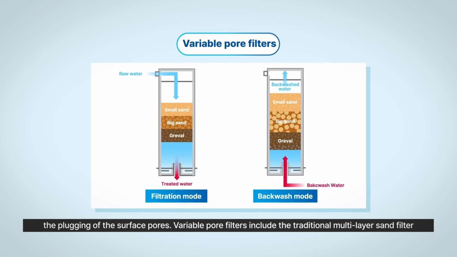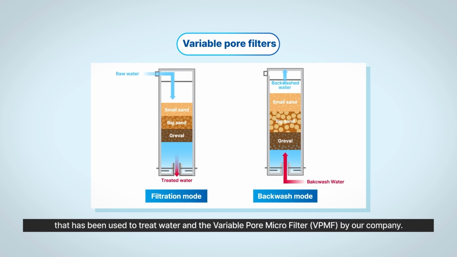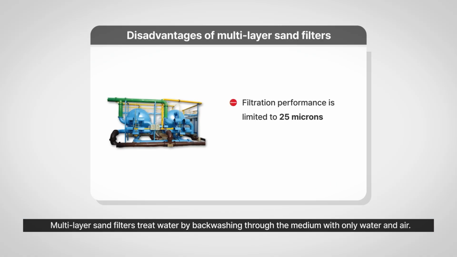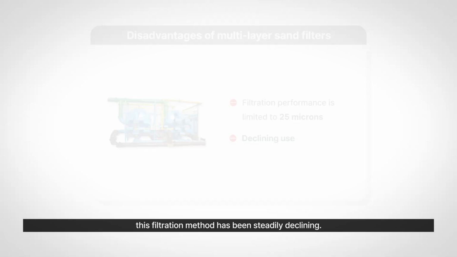Variable pore filters include the traditional multi-layer sand filter that has been used to treat water and the variable pore microfilter by our company. Multi-layer sand filters treat water by backwashing through the medium with only water and air. Due to the easy operation and affordable cost, this treatment has been used in water treatment plants for a long time, but has its limitations as the filtration performance is limited to approximately 25 microns. As the latest water treatment technologies focus on reuse and advanced treatment, this filtration method has been steadily declining.